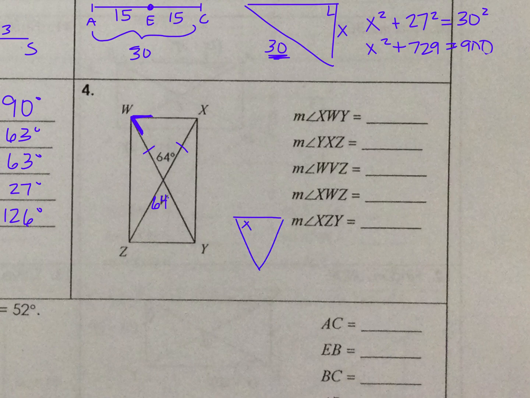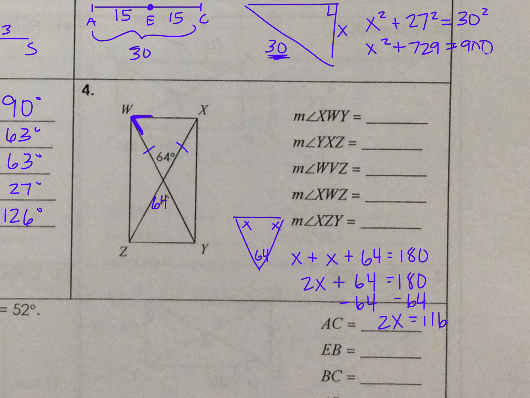If I know that corner's x and that corner's x, and the bottom is 64, I can say a part plus a part equals 180. 2x, because x plus x is 2x, plus 64 equals 180. Subtract the 64, 2x equals 116, divide by 2, x equals 58. So we got a 58.